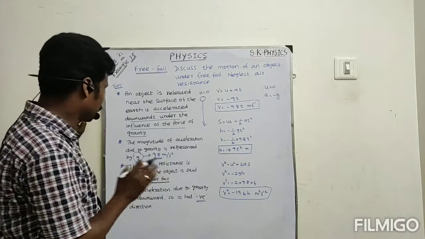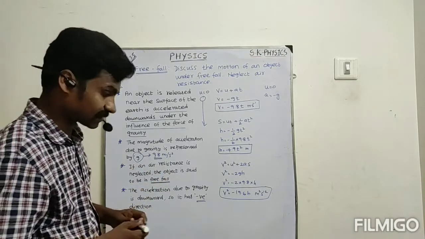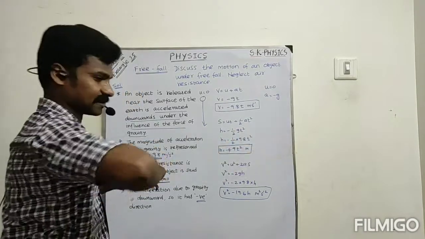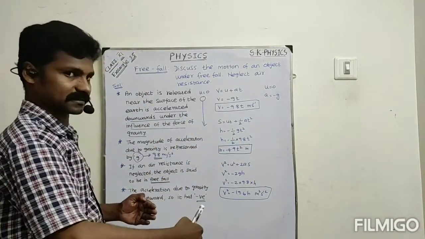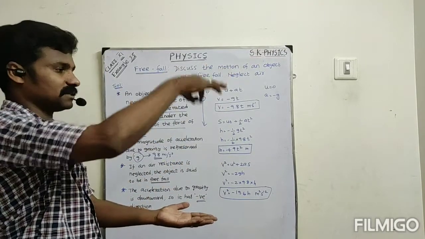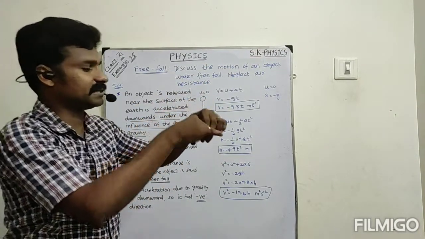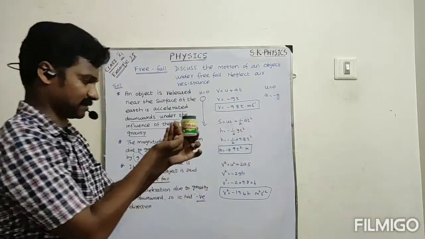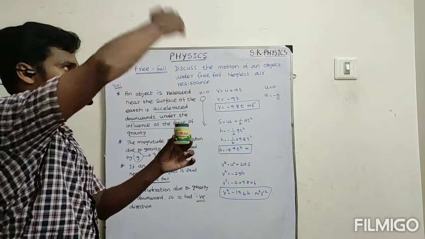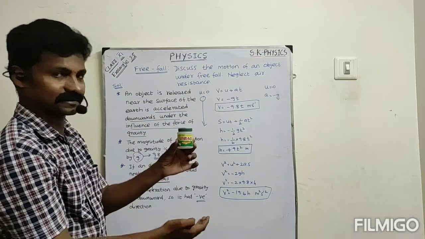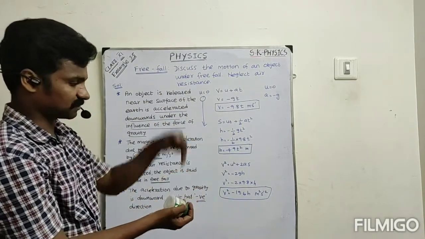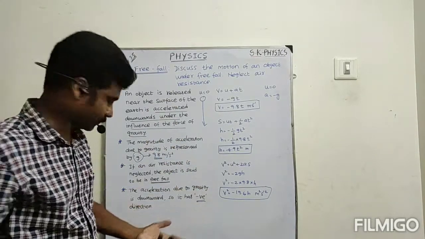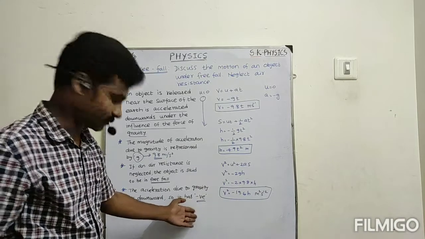So the acceleration due to gravity is in the downward direction. For example, this is the x-axis, x dash axis, y-axis and y dash axis, and this is the origin. If I leave the object, the object travels towards the y dash axis. The y dash axis is absolutely negative. That is why I wrote negative.